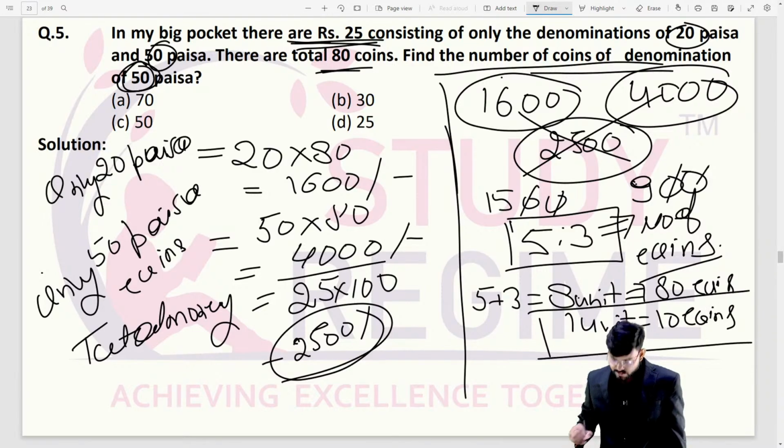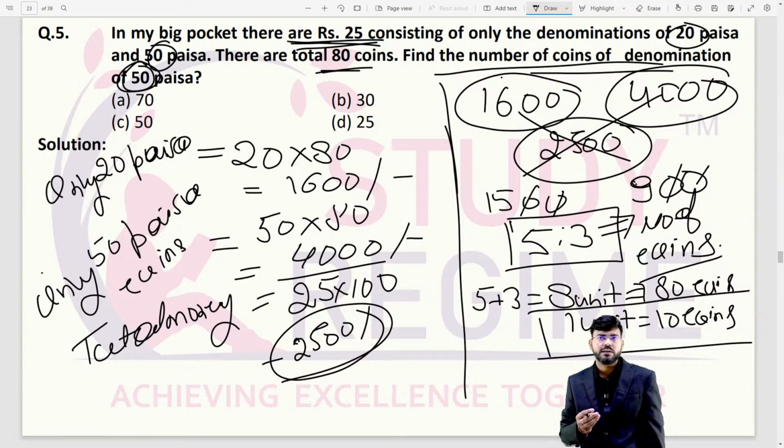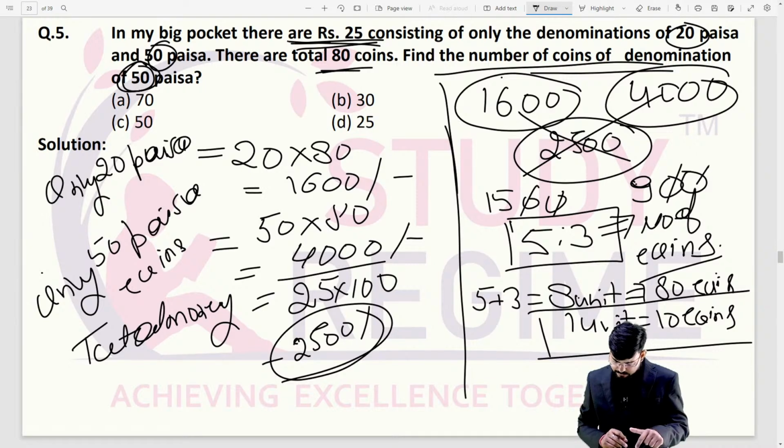Clear? After adding this 5 plus 3, you get 8 units, and these 8 units represent how many coins? 80 coins. So 1 unit will represent how many coins? 10 coins. Now in the question it is asking how many 50 paisa coins are there.